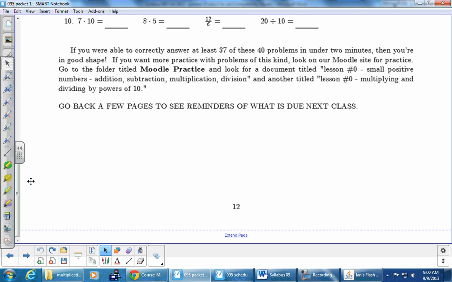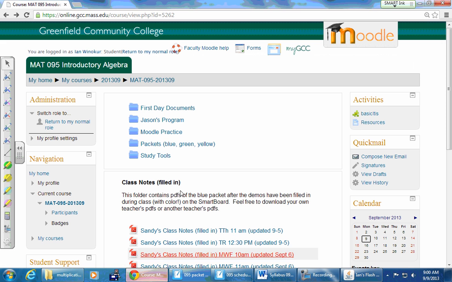But I didn't tell you where to go if you had any trouble with any of the problems, or if you weren't able to get all the way through and get, I think the goal was 37 out of 40 of these correct. So if you go into Moodle, there are a lot of resources there, and in particular, I want to point out a new one to you. There's a folder called Moodle Practice, and then there's 2 documents that are referenced here, both of them called Lesson 0. So I've opened up Moodle already.